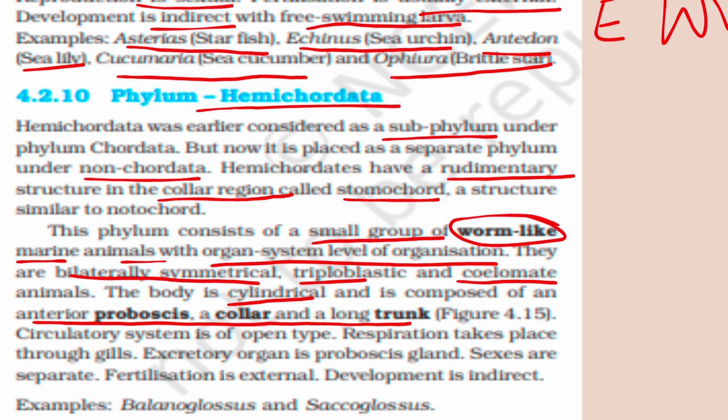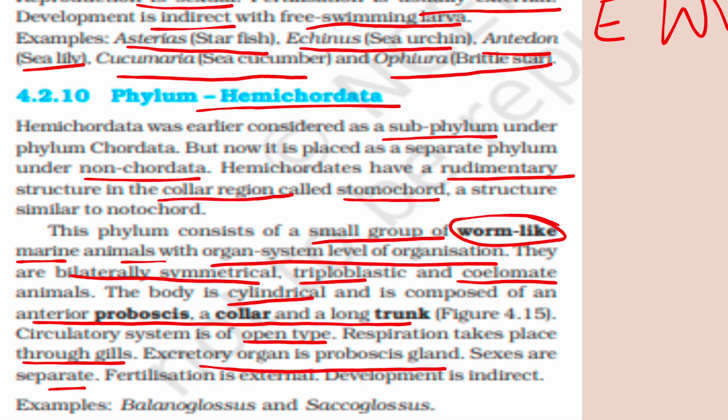Whenever someone says Hemichordata, this should click in your mind: proboscis, collar and trunk. Circulatory system is of open type. While I am saying circulatory system is of open type, we have read earlier that Arthropoda and Mollusca also have open type. Excretory organ is proboscis gland.